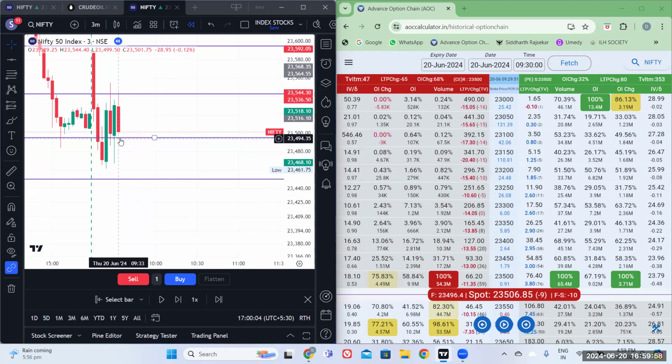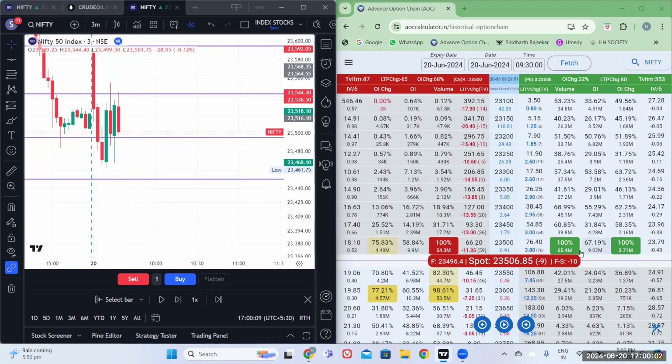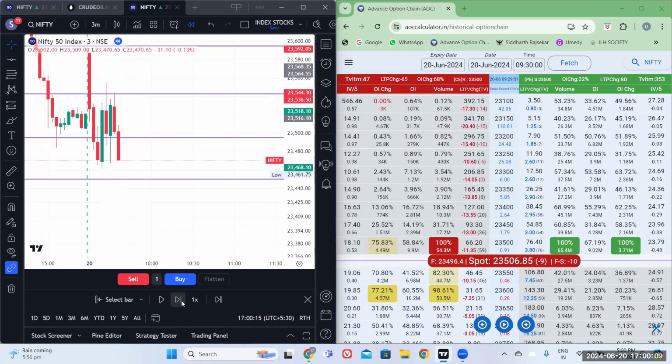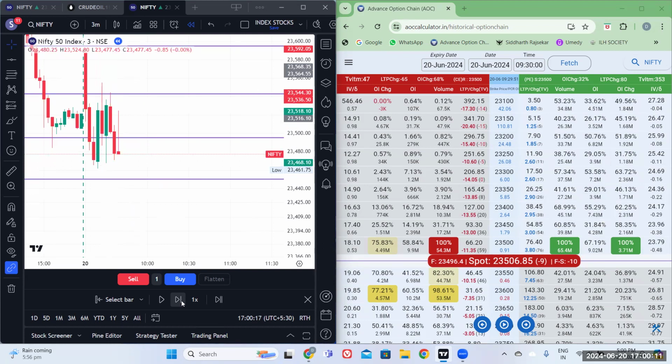So the second trade I didn't initiate here. Otherwise, if this weakness was not there and all three were strong here, the second trade could also have been initiated here. So I waited for the price to slip down, and it again went back.